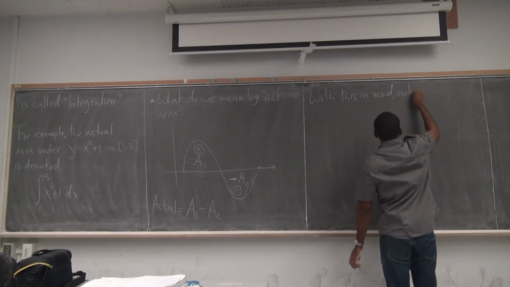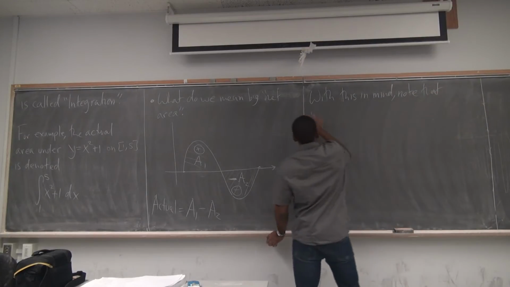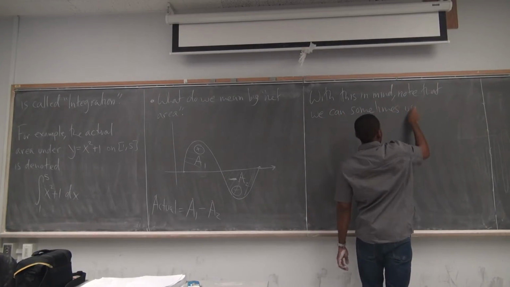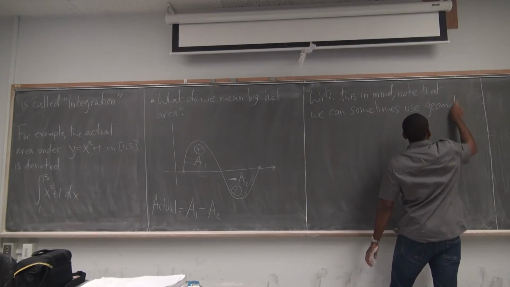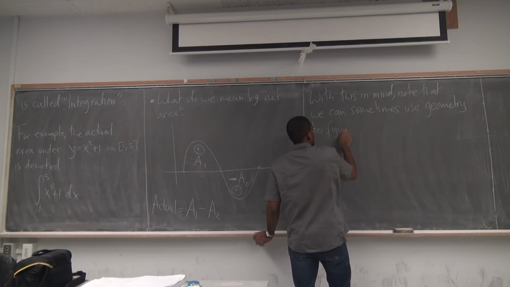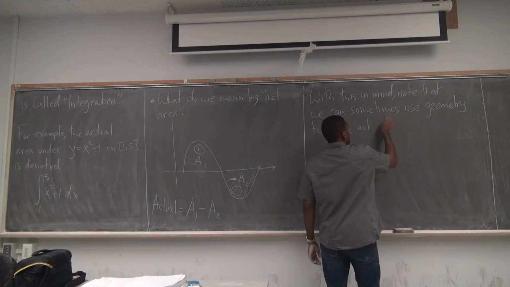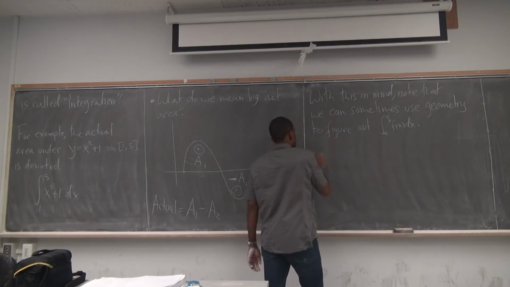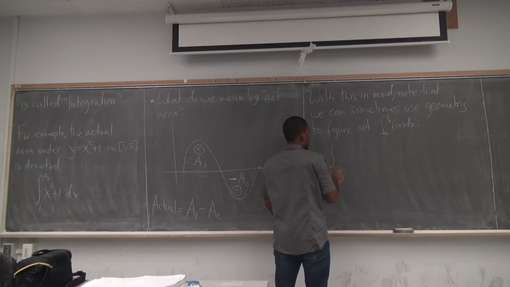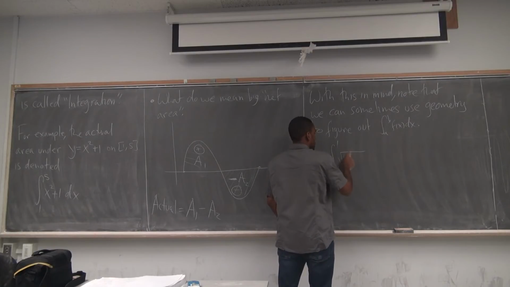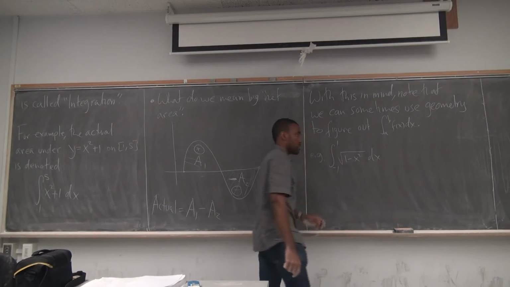In my notes, we can sometimes use geometry to figure out the integral from a to b of f of x dx. Example, what if I ask you, what is the integral from negative 1 to 1 of this function, the square root of 1 minus x squared?